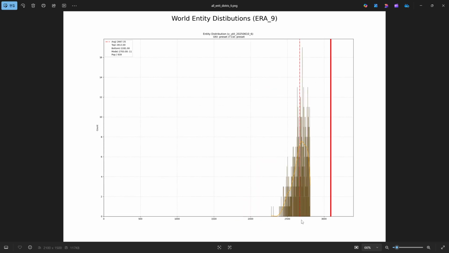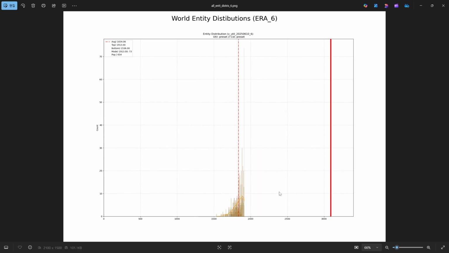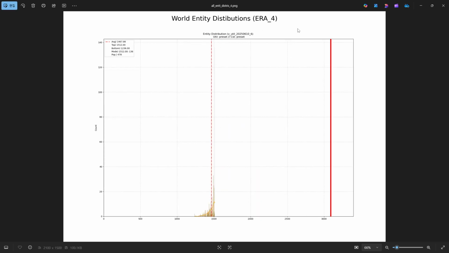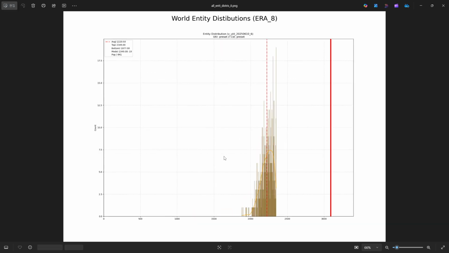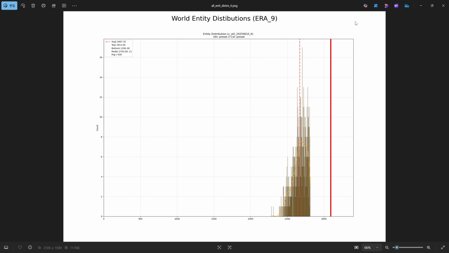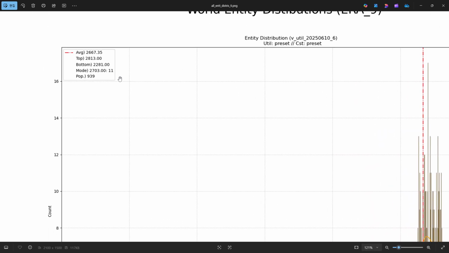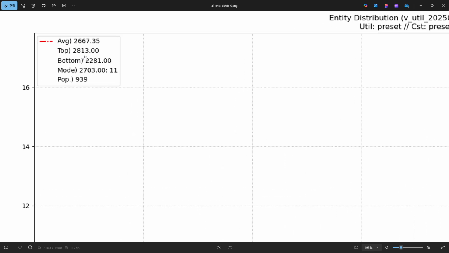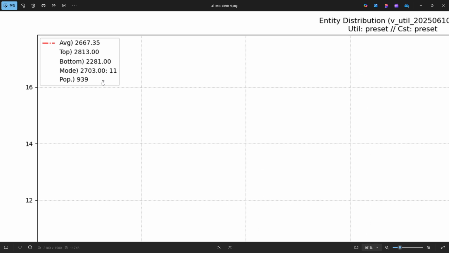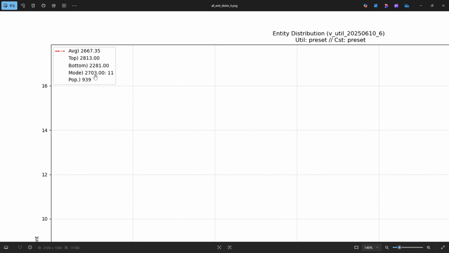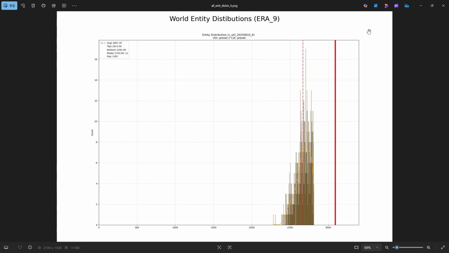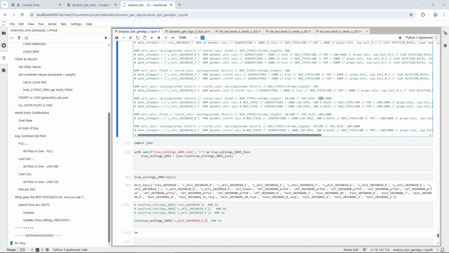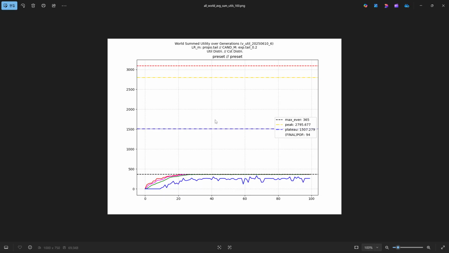See, now we have some bit of the right half of the distribution, and we started getting that after the 5th era, and the average was 2667, and the top was 2813, and the mode was 2703. But we still don't know if we ever got any true ceilings.